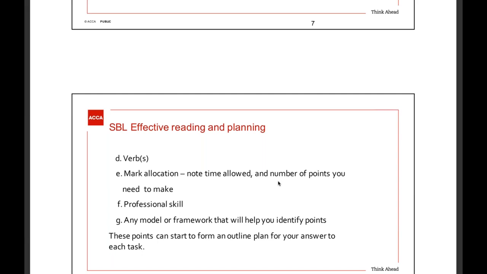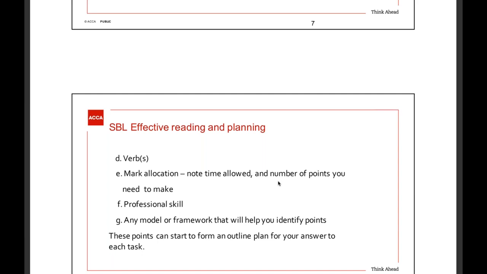At the same time, it guides you on the number of points that you need to make. If you have 15 marks, maybe the number of points you have to write is more, and if it's only 5 marks, then the number of points you need to make is lesser. And other than the time, it tells you how you are going to manage answering your points within that particular time given to you.